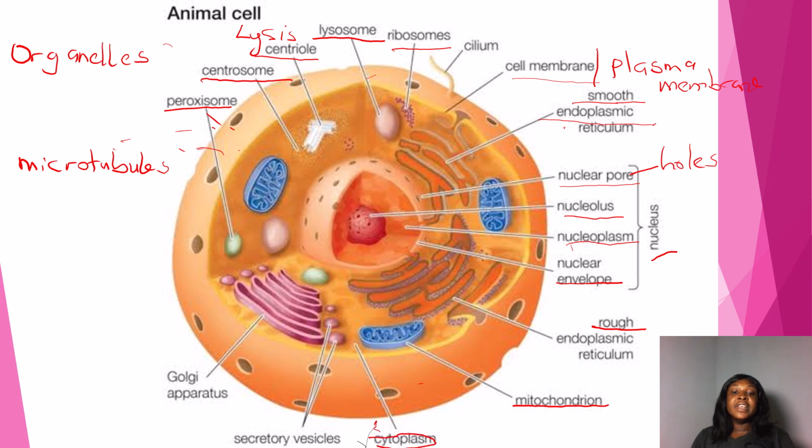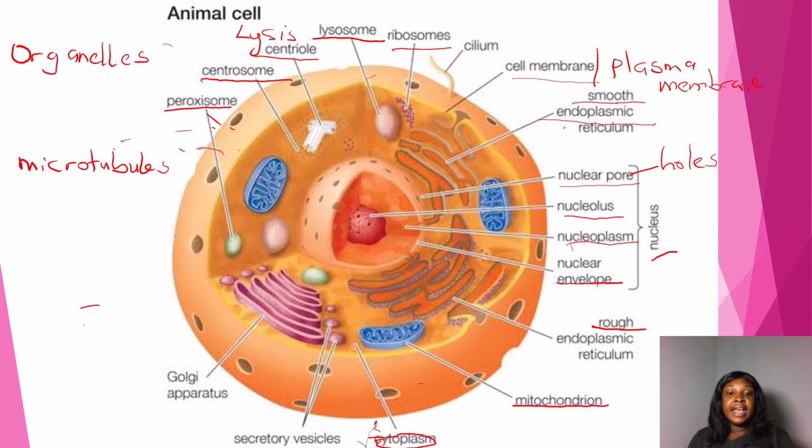We have the cytoplasm. Cytoplasm is a semi-fluid material on which every other organelle is suspended. The cytoplasm carries out what we call a streaming movement, in which materials are evenly distributed within the cell.